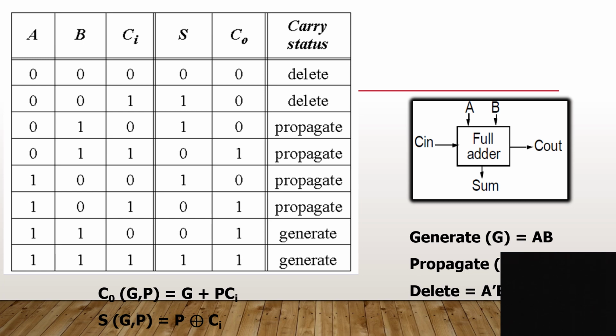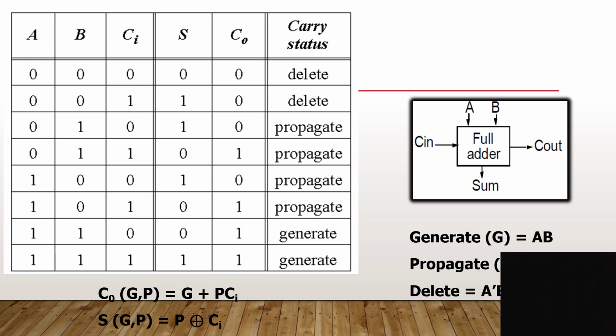The last two combinations are 110 as well as 111. In these, if you compare carry in as well as carry out, irrespective of your carry in, whether it is 0 or 1, that's not a problem, but the carry out is always 1. That means carry is generated. So this carry status is called generate. This logic is very useful for designing adders based on the delete, propagate, generate model.